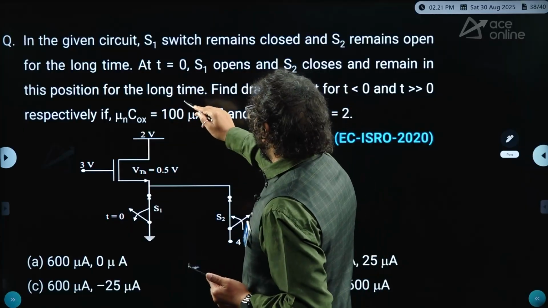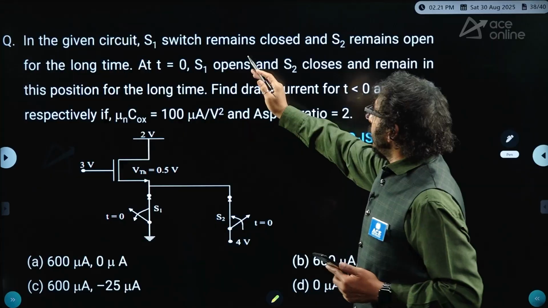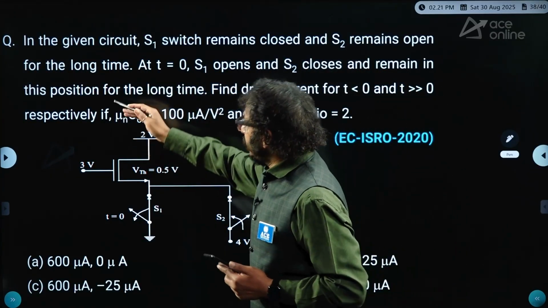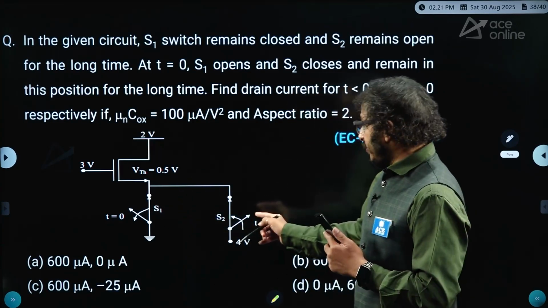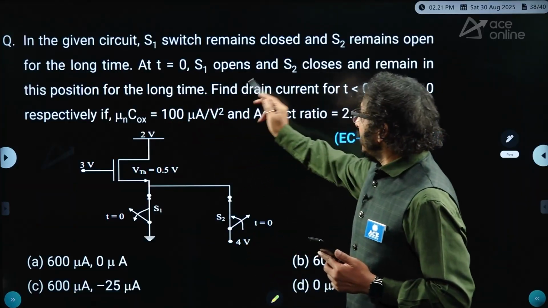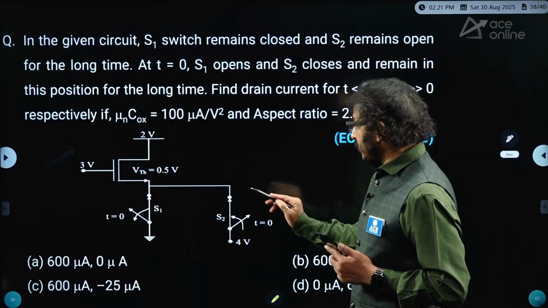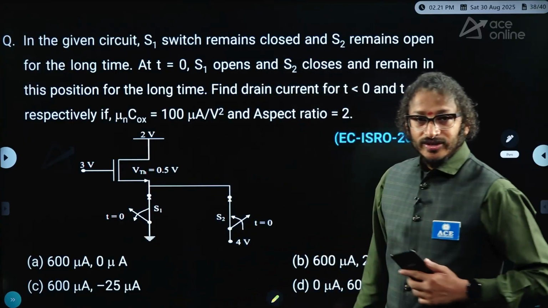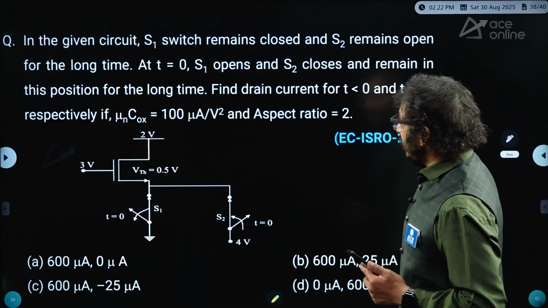In the given circuit, the switch S1 remains closed and S2 remains open for a long time. At t equal to 0, S1 opens, whereas at t equal to 0, S2 is closed, and remains in this position for a long time. It's a transient. Now find the drain current for t less than 0 and t greater than 0.